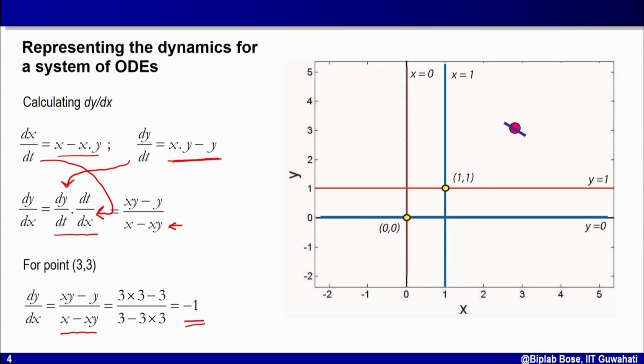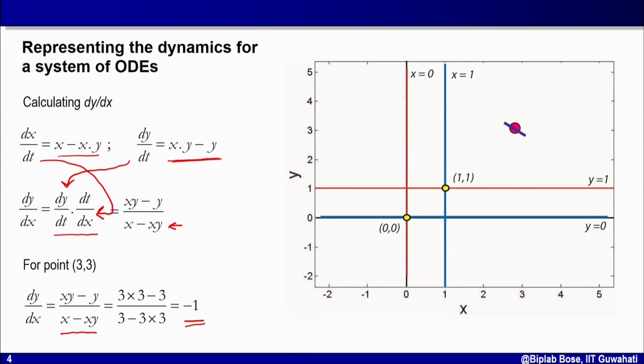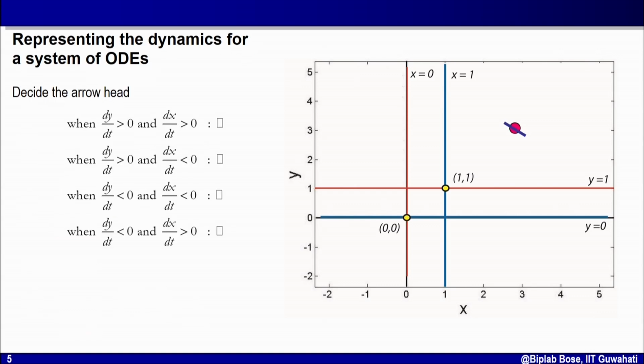Now I have to decide the arrowhead. Will the arrow move towards the upper left corner, or will the arrowhead be on the other side? So how do we decide the arrowhead position? Let us use some thumb rule to do that.